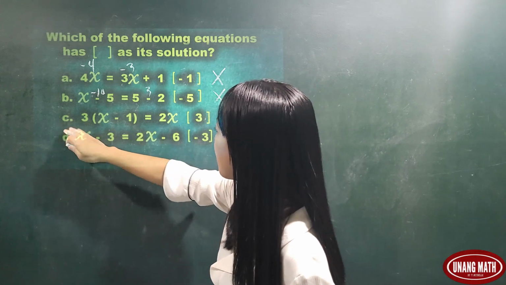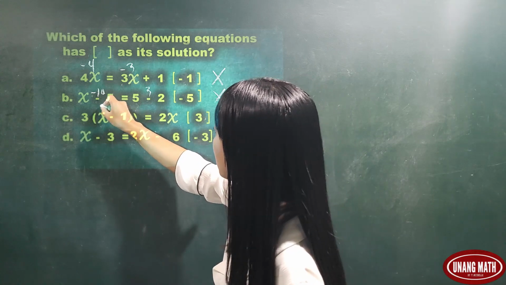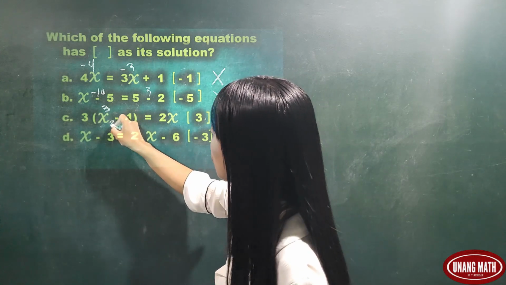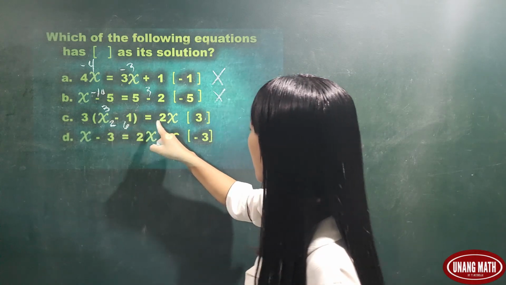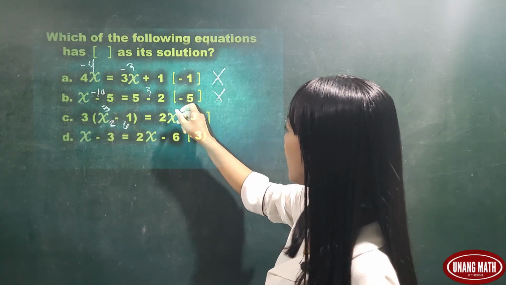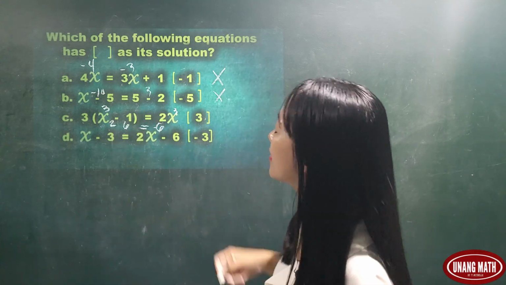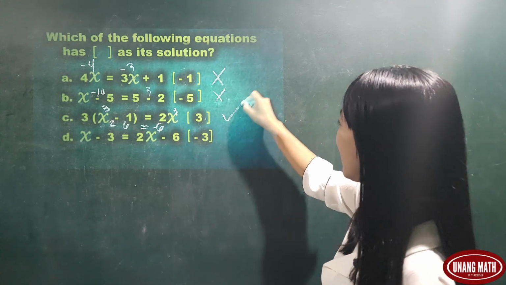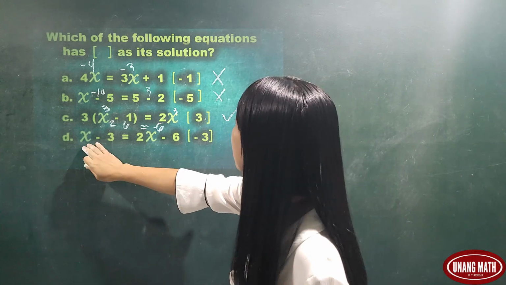Okay, how about C? x is 3. So this is 3 minus 1, so 2. 2 times 3 times 2, this is 6. How about here? 2 times 3, this is 3. So this is also 6. So 6 is equal to 6. Letter C is correct. Okay, how about letter D?